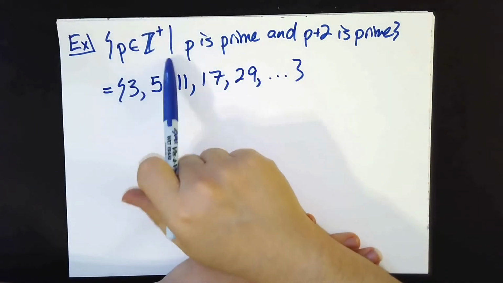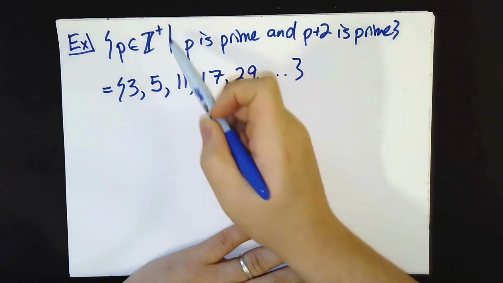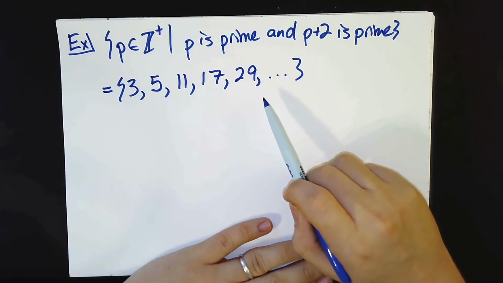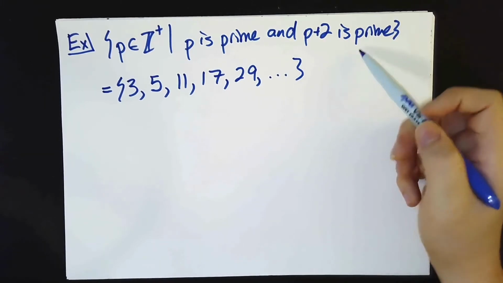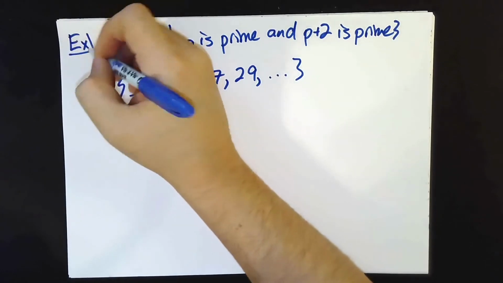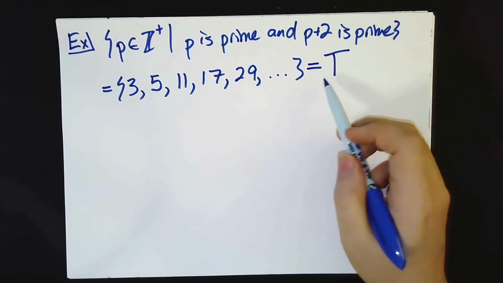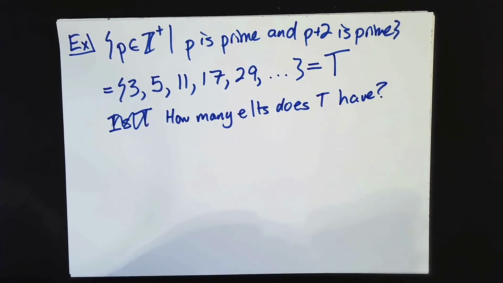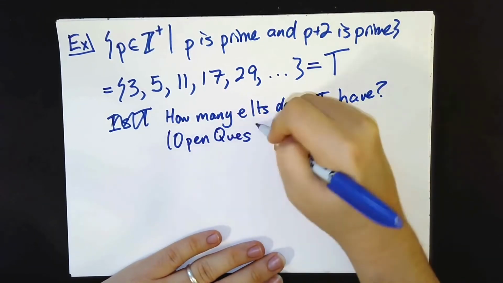So you can really use this notation to describe some fairly complex sets. But note, the more complicated your description is, the less you might know about this set. So for example, in this case, I certainly have no idea how many elements are in this set. So if I go ahead and call this set, say, T, it is not at all obvious what the answer to the question, how many elements does T have, is. In fact, this question is an open question, meaning no one knows the answer to this question.